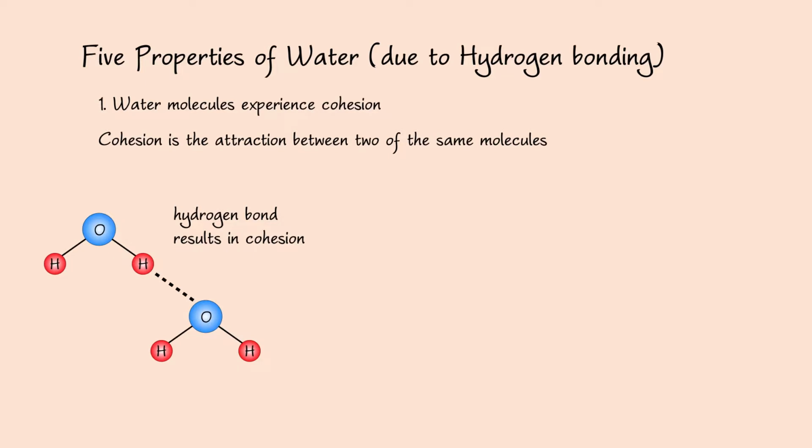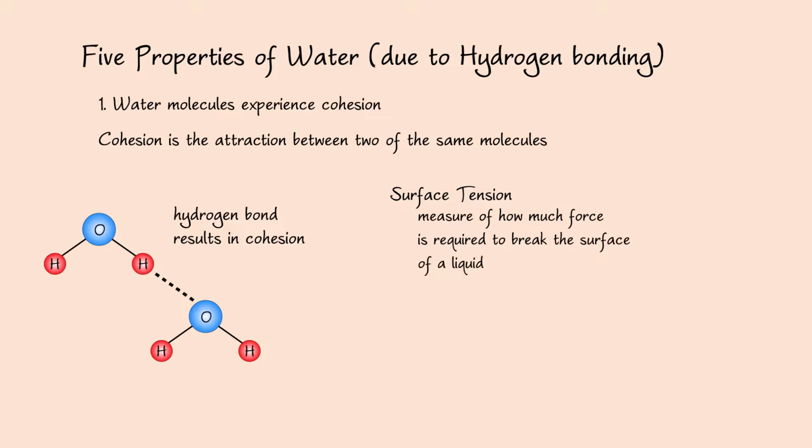Cohesion is responsible for water's high surface tension. Surface tension is a measure of how much force is required to break the surface of a liquid. The higher the surface tension of a liquid, the more difficult it is to break the surface.